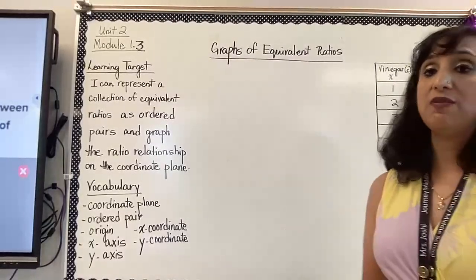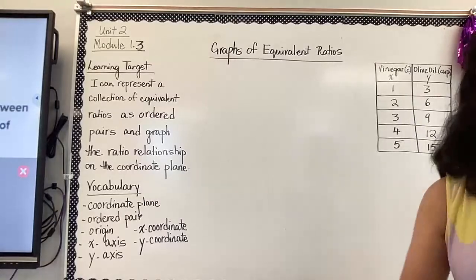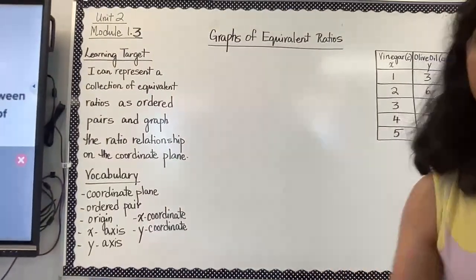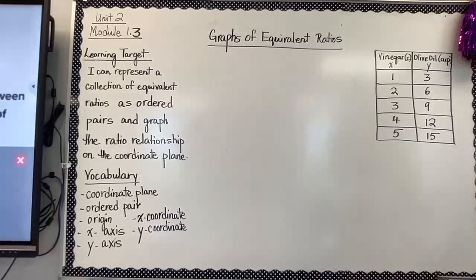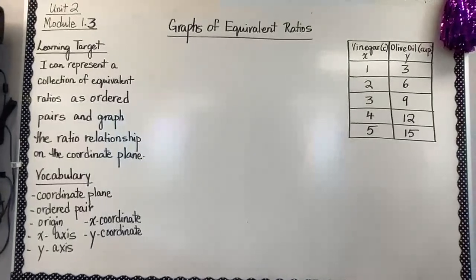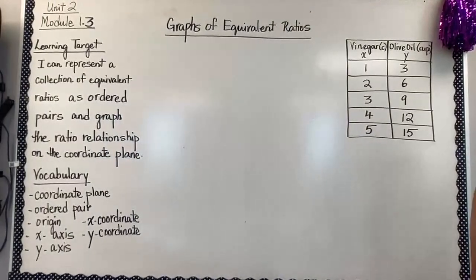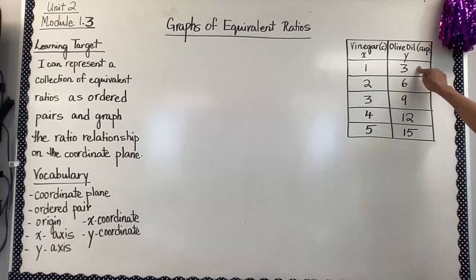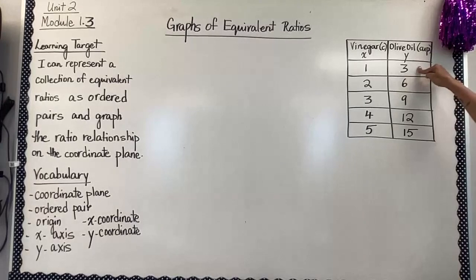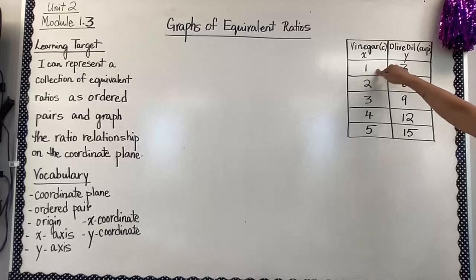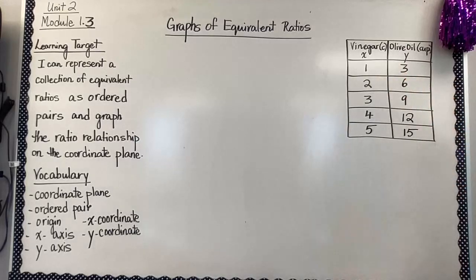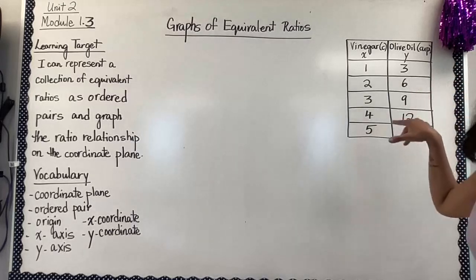I have a question for you. I've set it up in a table over here, so we are going to use this. To make a simple salad dressing, you can use 3 cups of olive oil, which I'm going to use as y, for every cup of vinegar, which I'm going to use as x. Then you can add herbs, salt, and pepper for seasoning. This relationship I have put into the form of a table.